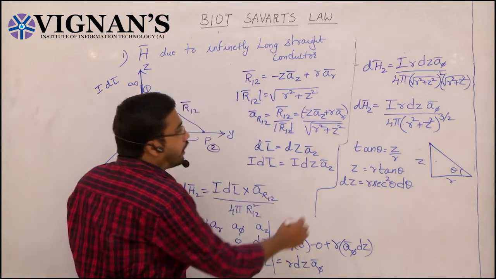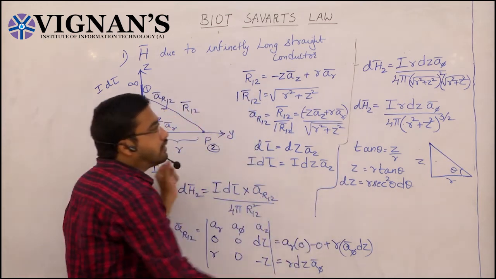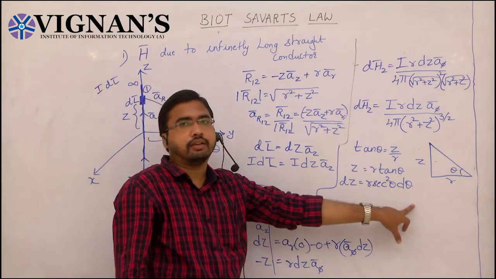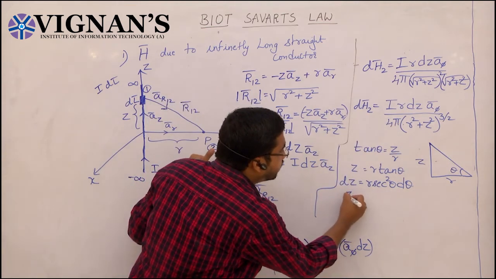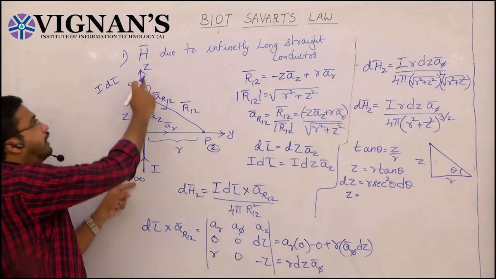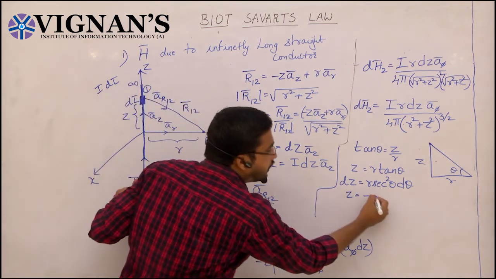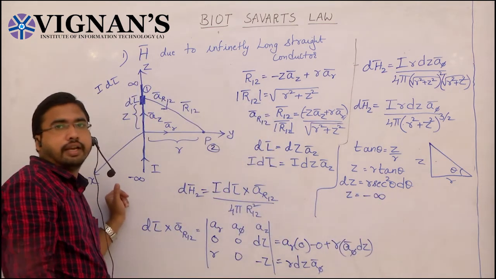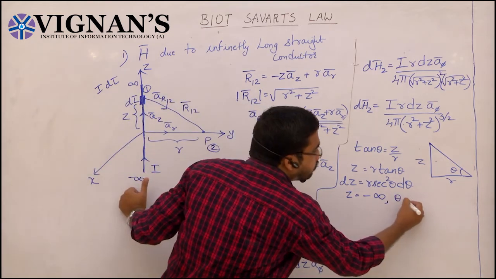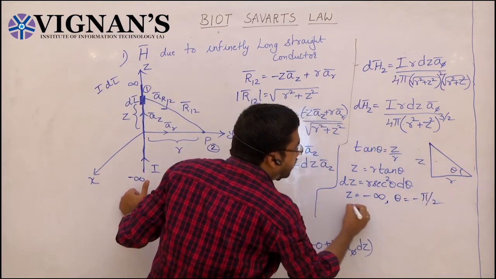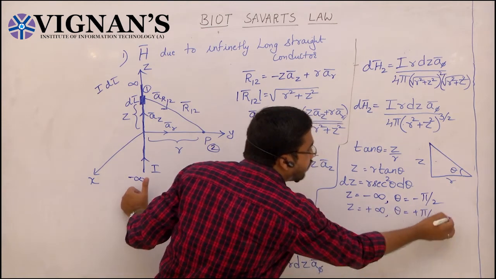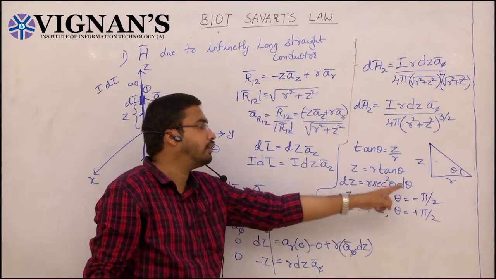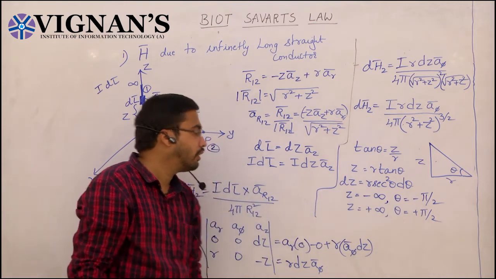Okay. Now as you are changing this z in terms of theta, you should also change the limits. If you take z limits as minus infinity to plus infinity, if z is minus infinity, then theta is equal to minus pi by 2. If z is plus infinity, then theta will be plus pi by 2. If you substitute those expressions here, you can get the theta limits.